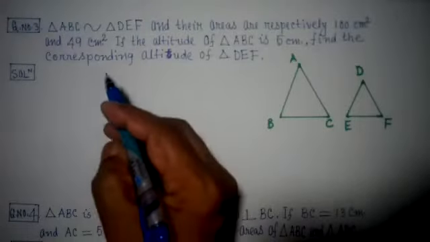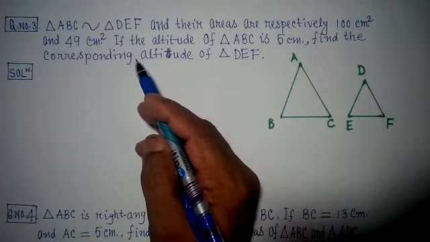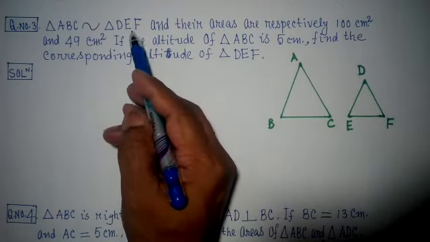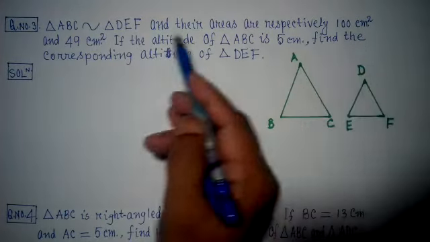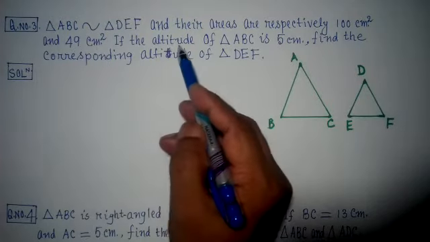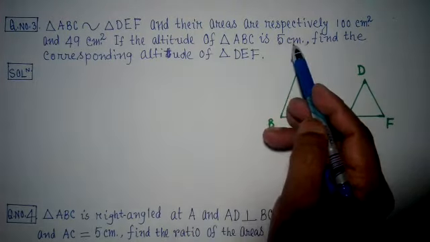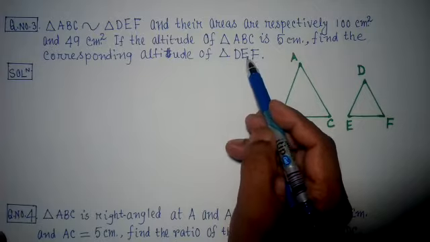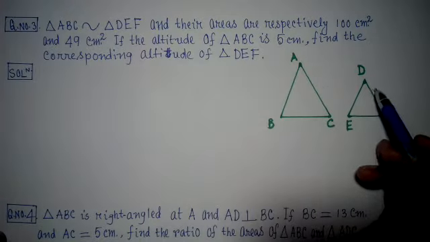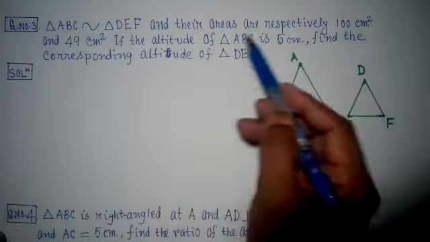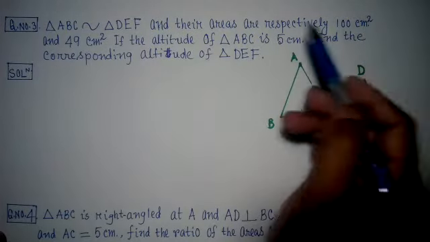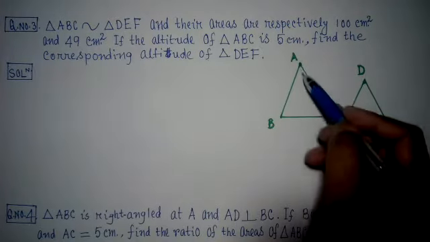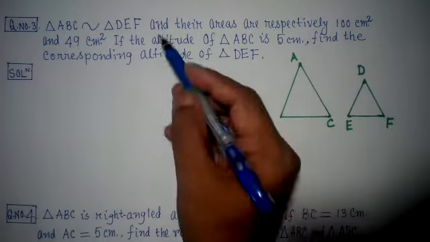So we will do now question number 3. Triangle ABC is similar to triangle DEF and their areas are respectively 100 cm square and 49 cm square. If the altitude of triangle ABC is 5 cm, find the corresponding altitude of triangle DEF. So let us draw two triangles ABC and DEF like this. ABC is the bigger triangle, its area is 100 cm square, and DEF is the smaller triangle, its area is 49. So this is drawn bigger. ABC and DEF are similar triangles.